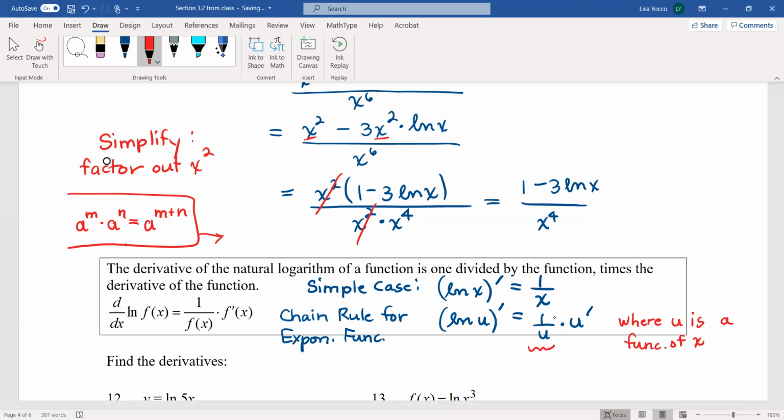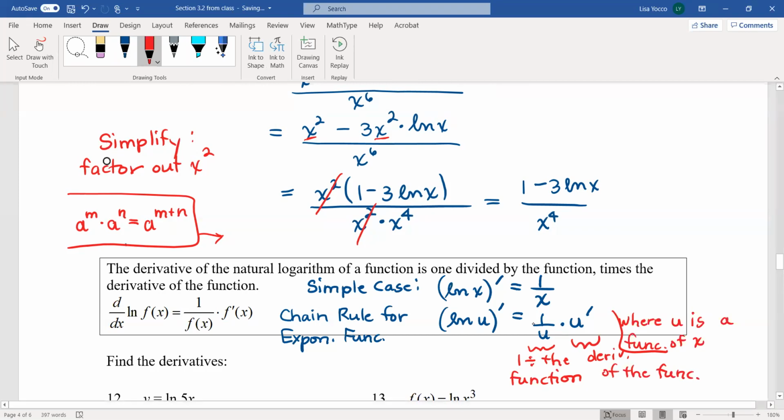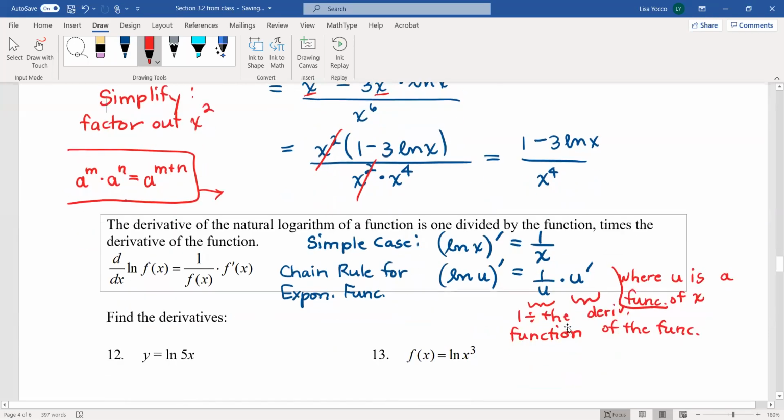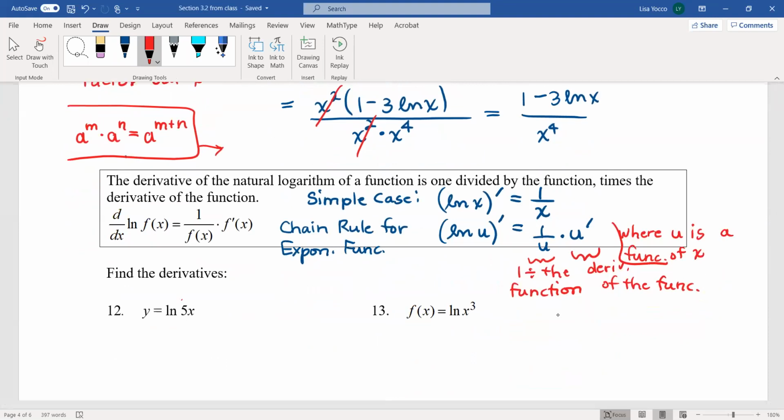And I guess if you wanted to express this in words, this is what you're doing. It's 1 divided by the function times the derivative of the function. And it's kind of a strange rule, but that's the rule, okay? So it's 1 divided by the function times the derivative of the function.